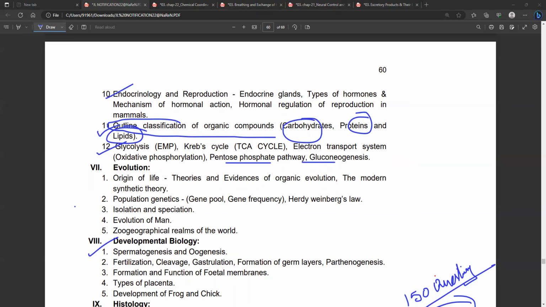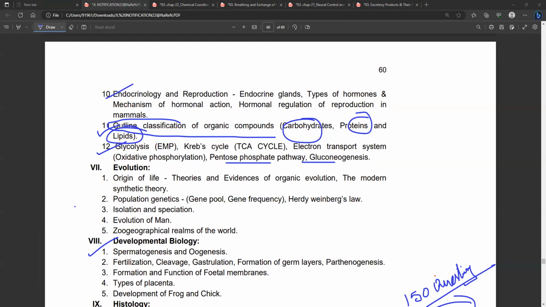Same with the polysaccharides. Many polysaccharides you have to read. Don't read just 1 or 2 polysaccharides. You have to read cellulose, starch, inulin, chitin, glycogen, mucopolysaccharides, and chondroitin sulfate. I will explain in the lesson, don't worry. All polysaccharides with linkages. That's all.